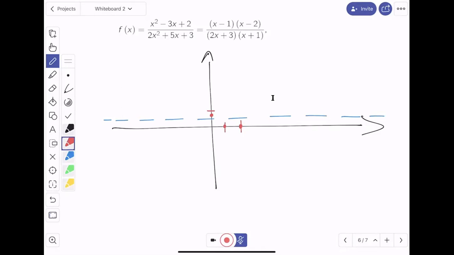Okay, I found that. And now I think I found that the vertical asymptotes, right, one of them occurred at -1. I'll put that in for you. And the other one occurred at -3/2. I'll put that down for you now.